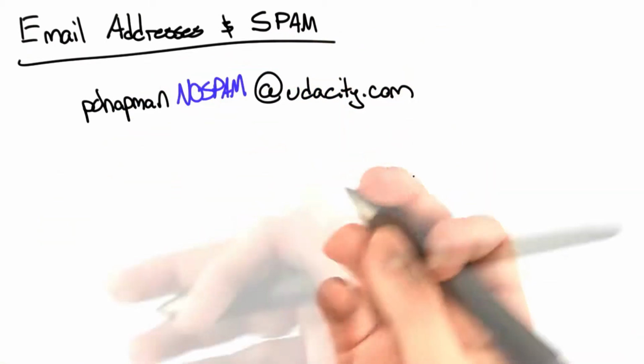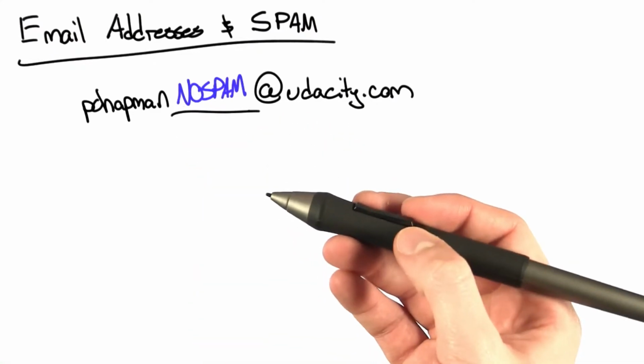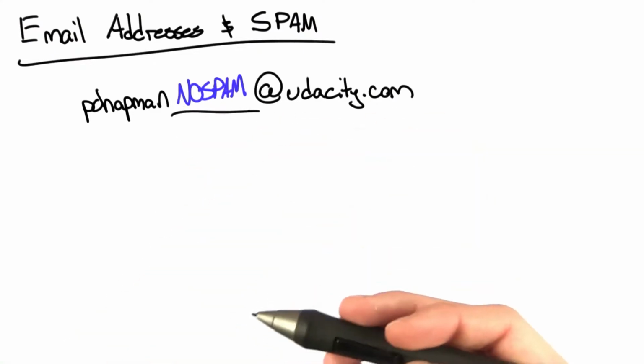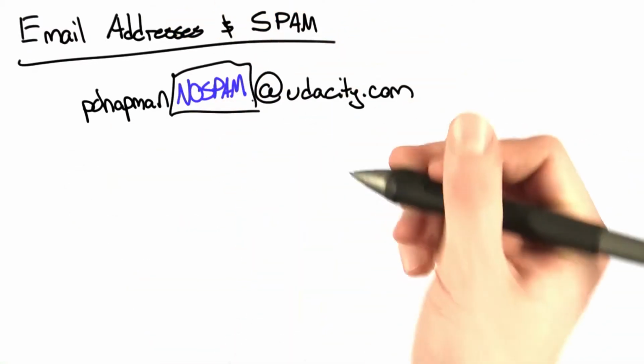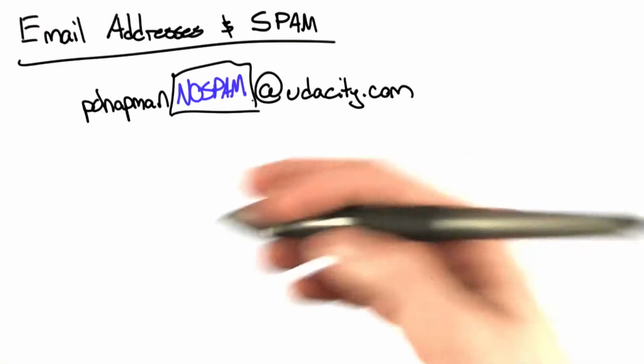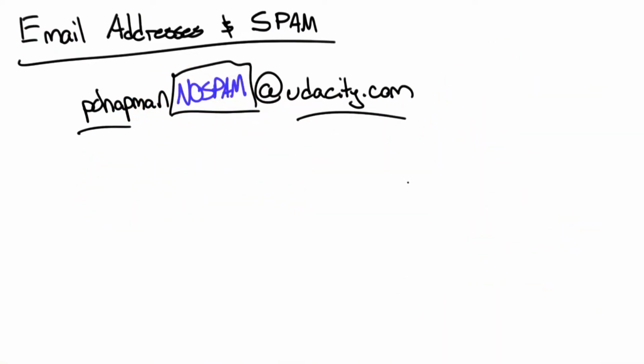And presumably, a crawling spam bot won't be able to notice that this isn't actually part of my email address, and I put that in there just as a distraction. But a human will see my email address, realize that "no spam" isn't actually part of my email address. I mean, who would really put that there? And just email to pchapman@udacity.com.